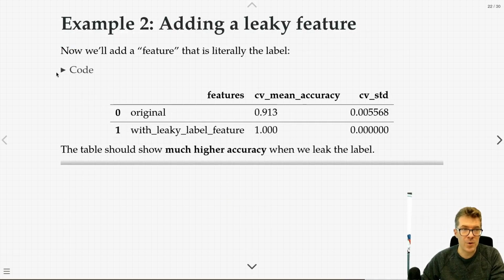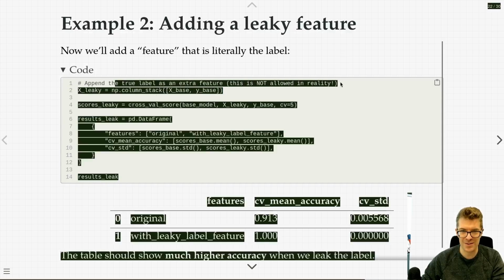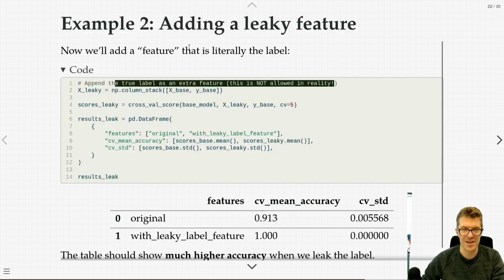So example 2, we're going to add this leaky feature here. Here we have X leaky is a stack. We have our inputs X, and we have our labels Y, or outputs Y. So we're going to append the true label as an extra feature. This is not allowed in reality, so I'm making sure this is a what not to do example. We stack them together, and then we're going to compute a cross-validation score on everything.